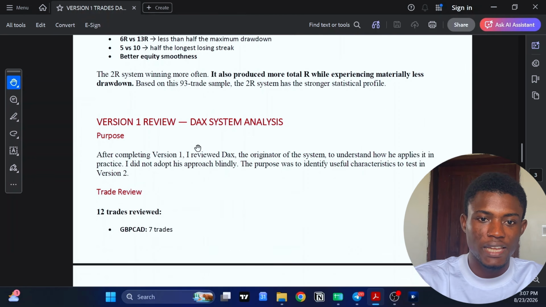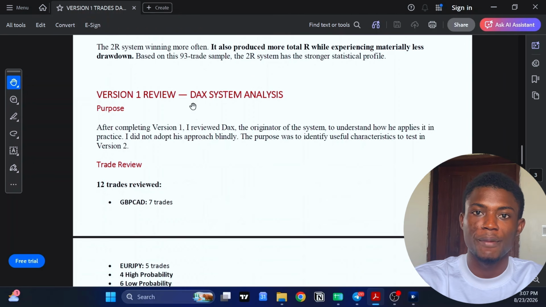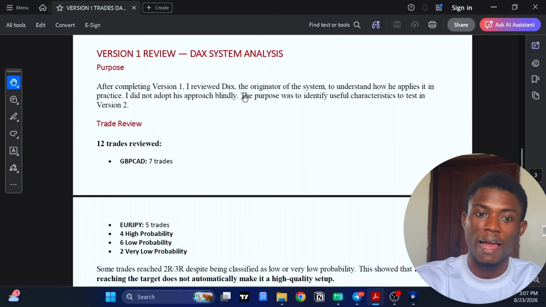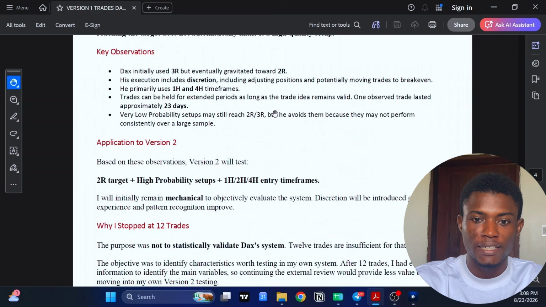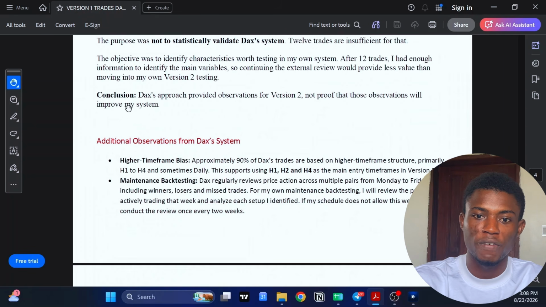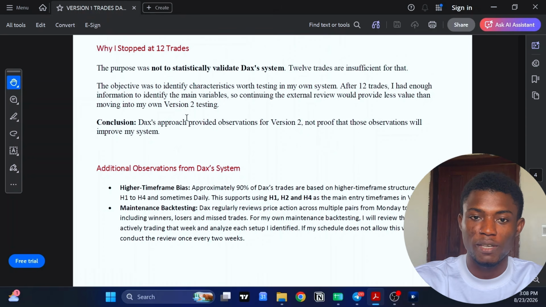And then the DAX version 1 DAX system analysis. So I had to analyze that system like I said earlier. So this is basically what I inferred from my analysis, and I had to put it down in writing, so you can just pause and read it. And then the conclusion: that approach provided observations for version 2, not proof that those observations will improve my system, right? So I have to be conscious about that.